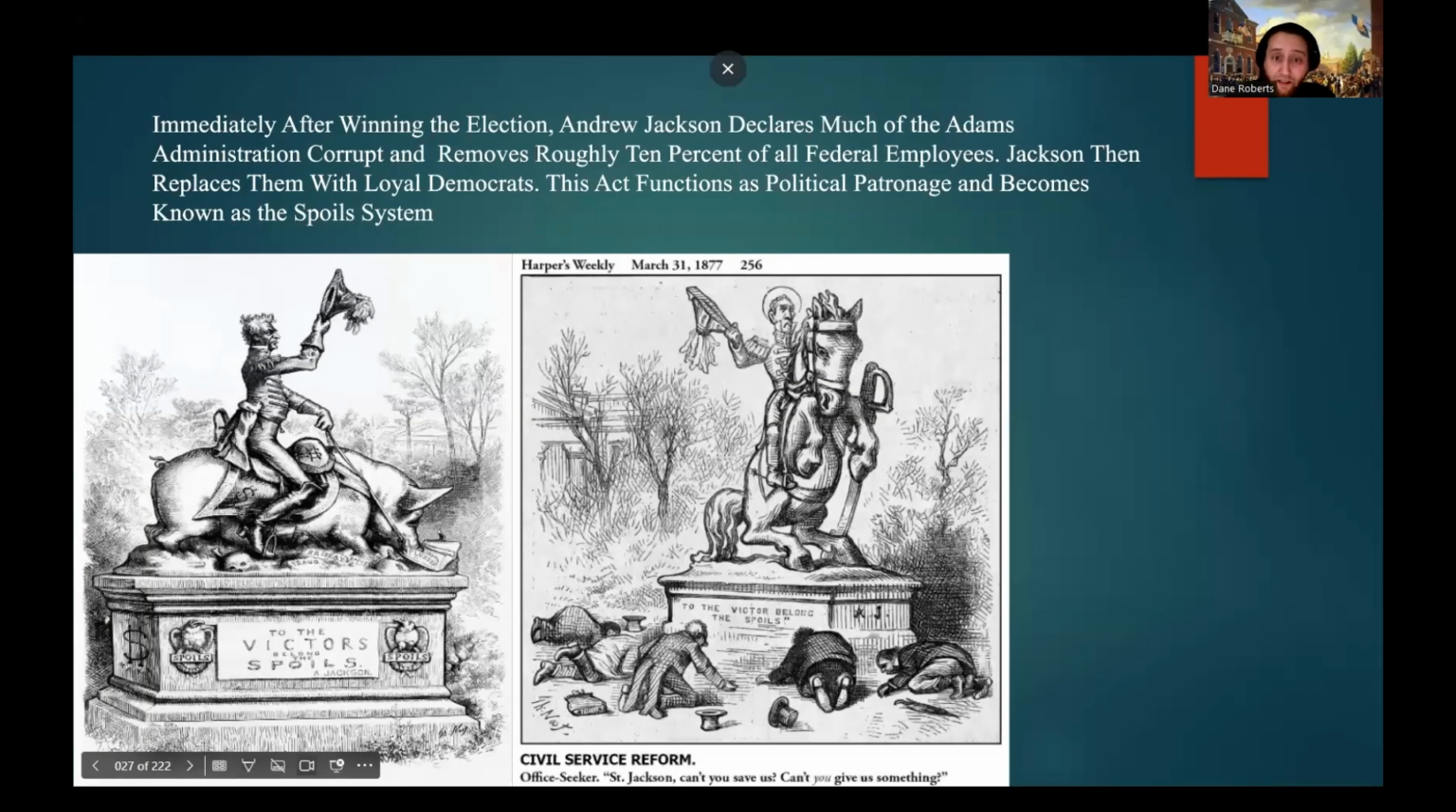Immediately after winning the election, Jackson would declare much of the Adams administration corrupt and would remove roughly 10% of all federal employees. Jackson would then replace them with loyal Democrats. This act would function as political patronage and would become known as the spoils system, i.e., the spoils of war.